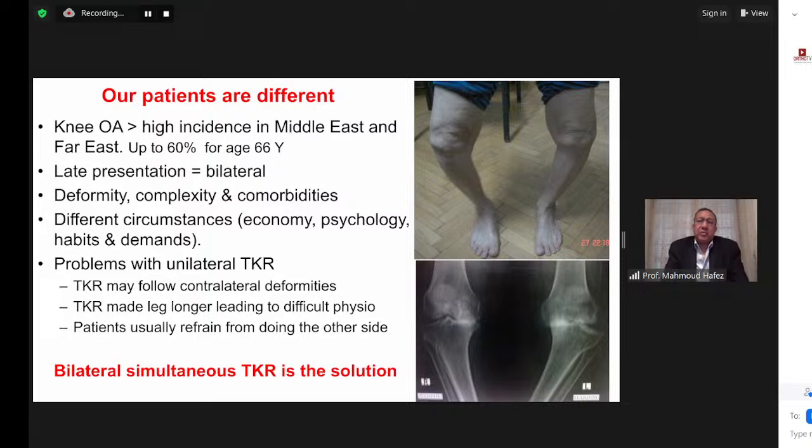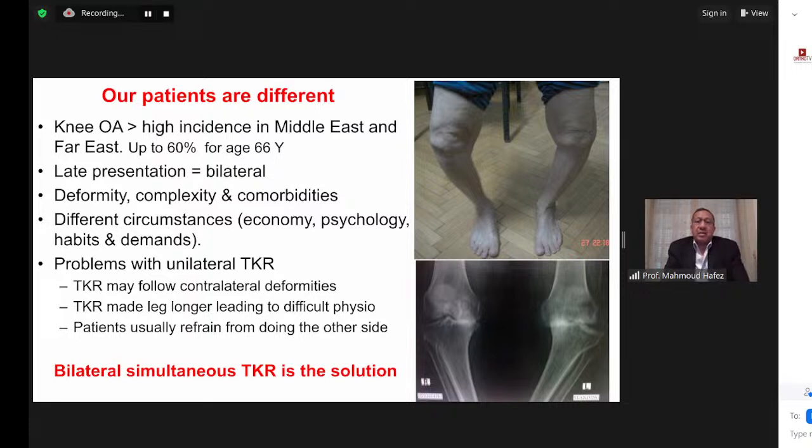I practice between here and the UK, and I never see these patients in the UK. You get the bilaterality, the severity, and late presentation. Also, the incidence of osteoarthritis is quite high. And then with the deformity, you get the complexity and the comorbidities. We get different circumstances with regards to the economy, either the patient paying or the government paying, wherever.